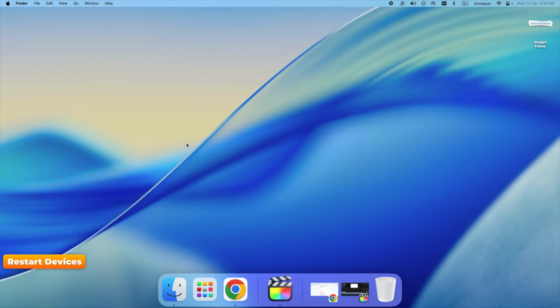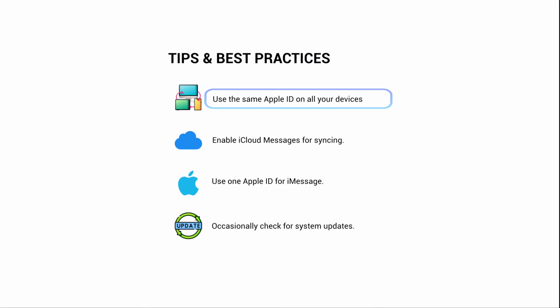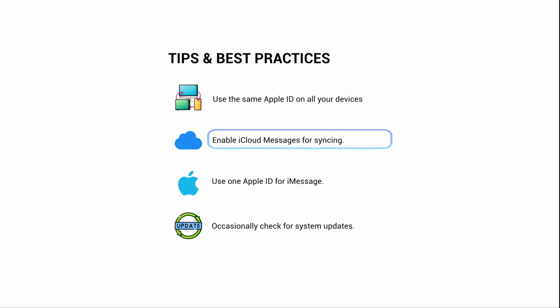Before we wrap up, here are a few best practices to keep things running smoothly. Always keep the same Apple ID across all your devices. Enable iCloud for Messages for more seamless syncing. Avoid using multiple Apple IDs for iMessage if possible. And from time to time, check for macOS or iOS updates for the best performance.